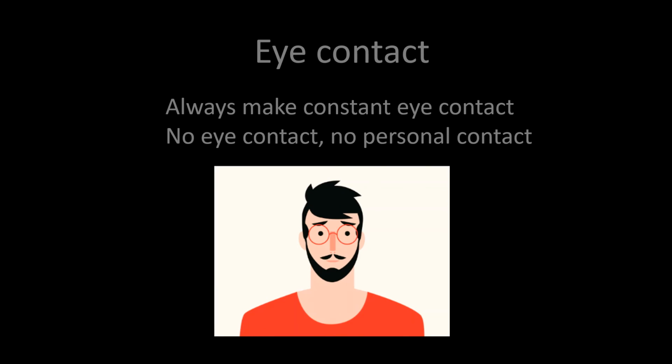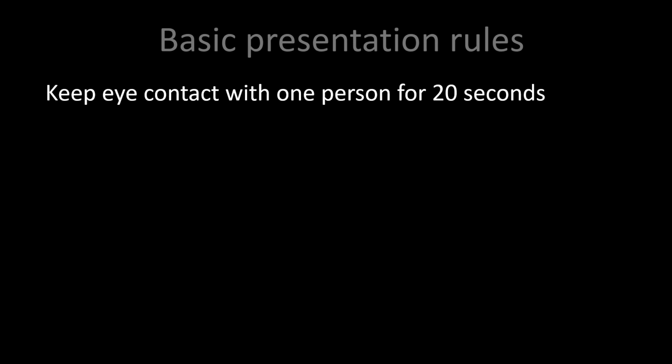Now, that doesn't mean staring. Let's go through the basic presentation rules. Keep eye contact with one person for 20 seconds. This is so hard to do, but it so works. So you start presenting, pick someone in the audience, talk to them, eye to eye for 15 to 20 seconds. Then pick someone else in the audience and maintain contact with them for 10 to 15 seconds, 20 seconds. Do not glance up, glance down, look at the shoes, dart all over the place.